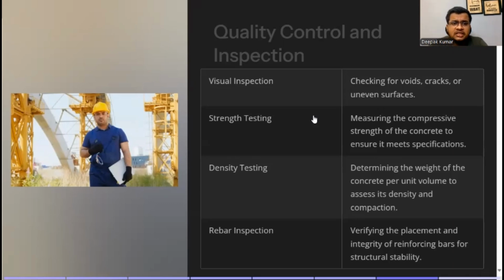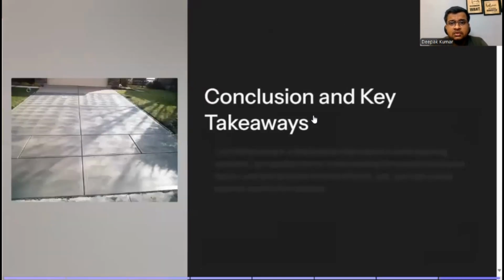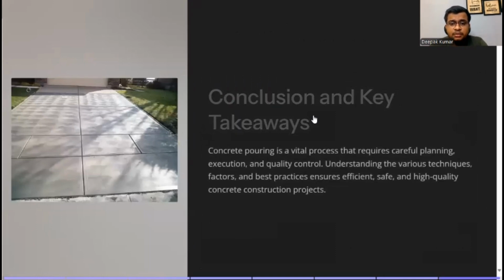We have the quality control and inspection. We have the process engineer who takes and fine tunes the details. And the rebar inspection is basically verifying the placement and integrity of reinforcing bars for structural stability. Okay, now the conclusion and key takeaways of the whole video: concrete pouring is a vital process that requires careful planning, execution, quality control, and understanding of the various technologies, factors, and best practices to ensure an efficient, safe, and high quality completed construction project.